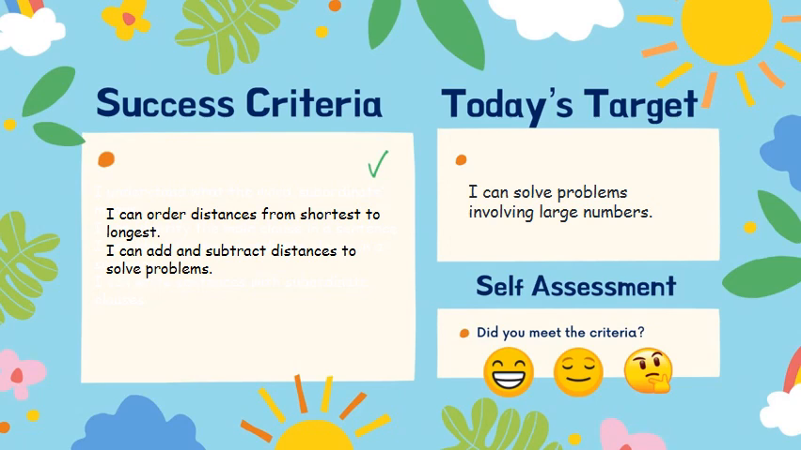Let's go back to our target and success criteria and see which emoji you're going to award yourself for this lesson. We were solving problems involving large numbers, and I think you'll agree that some of those numbers did get quite large, didn't they? We were ordering distances from shortest to longest, and we were adding and subtracting distances to solve problems. So, thinking about how confident you feel, how well you tackled particularly the multi-step problems, which is what we're going to do more of as we get further through school, award yourselves the appropriate emoji.